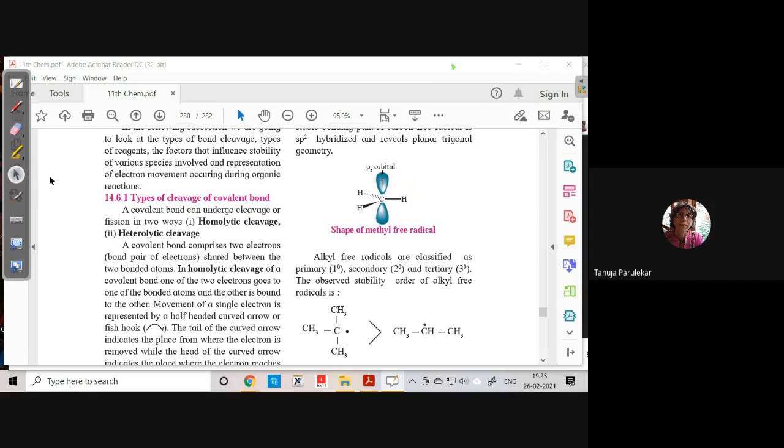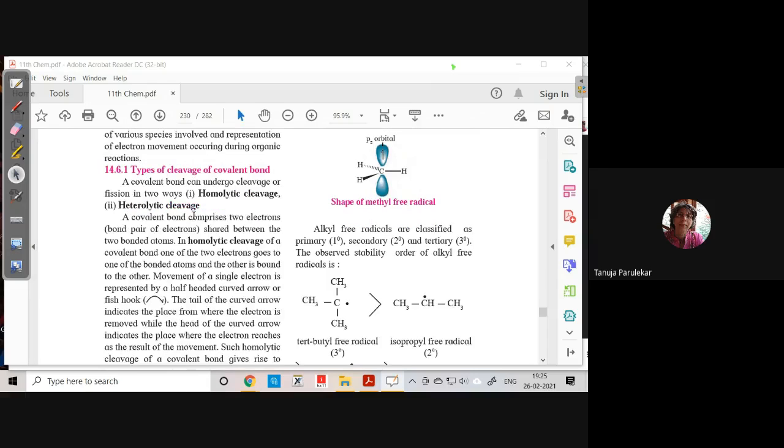Photo means light and lysis means breaking. So photolysis or photolytic reaction is called photochemistry. Photochemistry gives rise to these free radical type of reactions. बऱ्याचशा reaction photochemistryच्या या free radical reaction असतात.